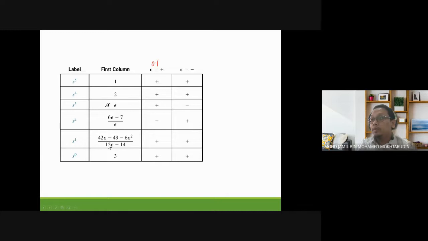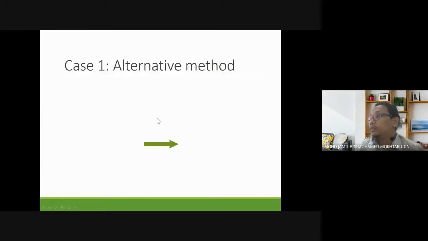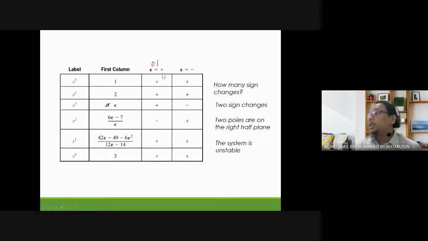Okay, repeat the process for S1. Replace epsilon with 0.1. You get positive and then positive. So here we have sign changes for positive epsilon. So we have two sign changes.